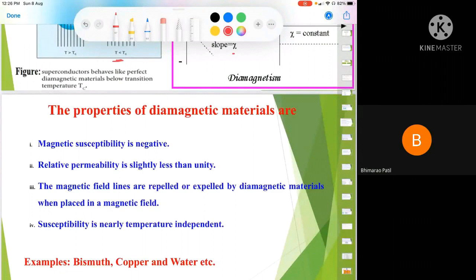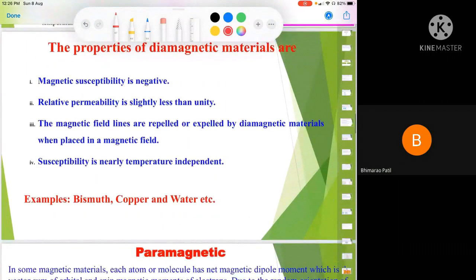The first property is that magnetic susceptibility is negative. Then relative permeability is slightly less than unity. Magnetic field lines are repelled or expelled by diamagnetic material when placed in an applied magnetic field, and susceptibility is nearly temperature independent. These are the properties of diamagnetic material. For example, bismuth, copper, water, etc.